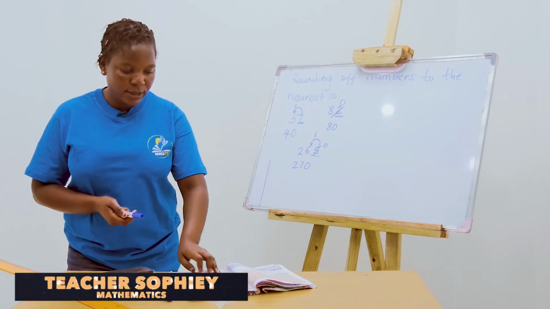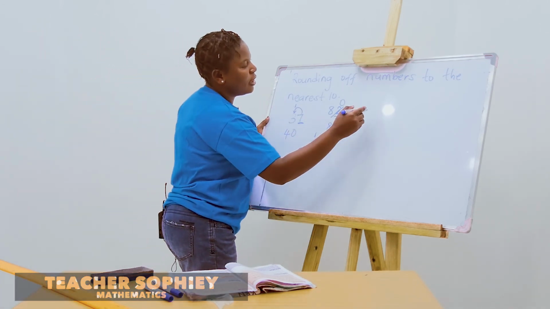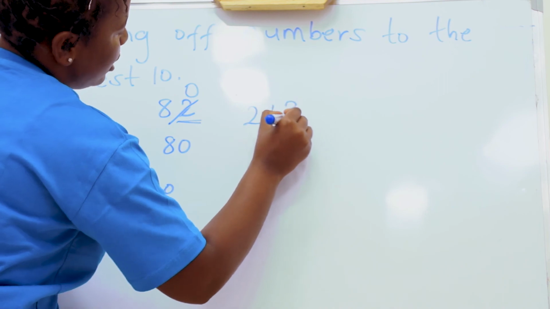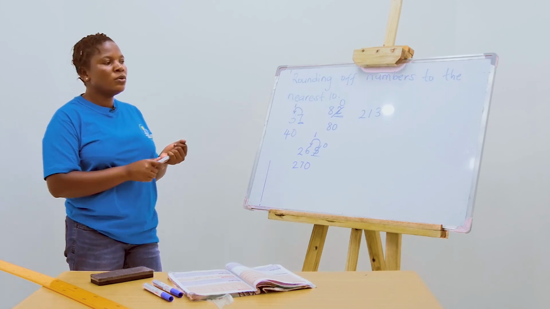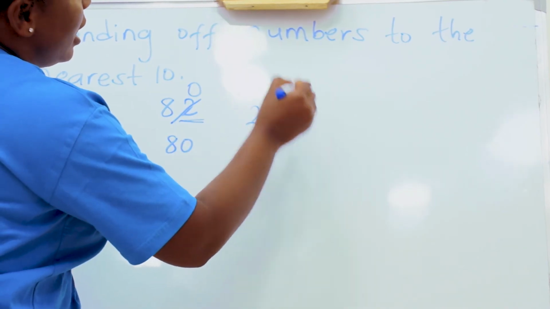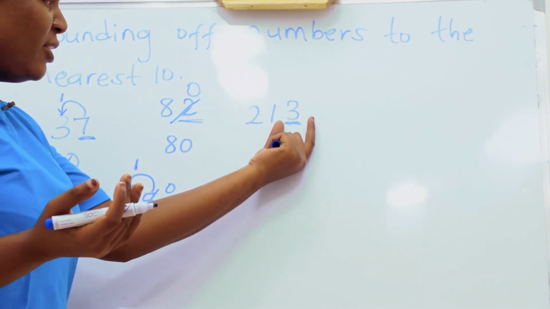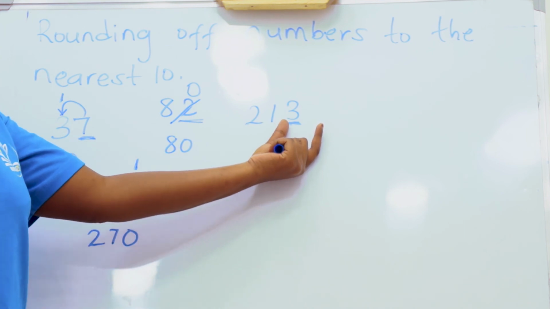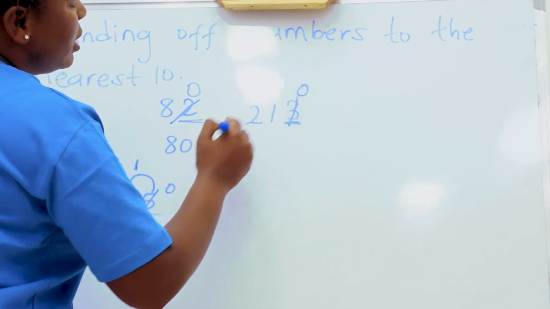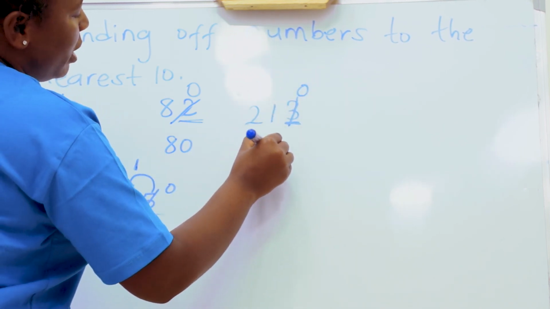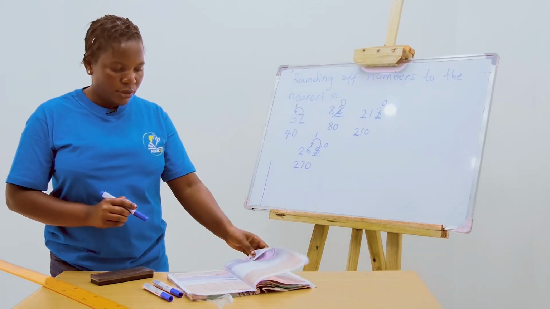Let us look at the last example on rounding off. I have 213. This is what I'm going to do. I'll still look at the last number. Our last number is 3. Has 3 reached 5? No. So we do away with that 3. We cancel it and replace with 0. So our answer is going to be 210. That's all on rounding off.